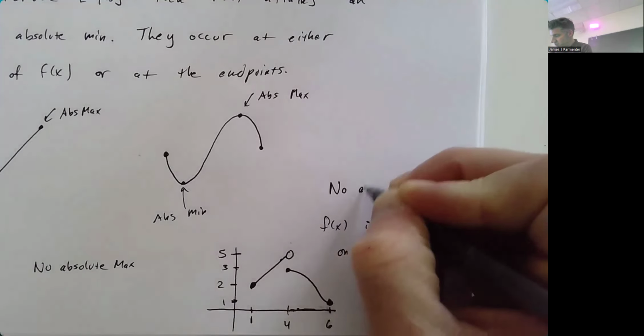So let's look at this function, f of x equal to x to the 2/5 on the interval from -1 to 32. And I want to find the absolute extrema. Okay, so first I'm going to find the critical values.